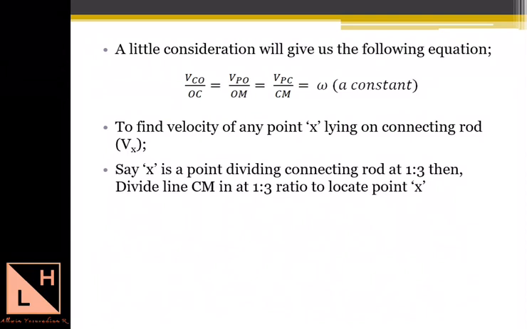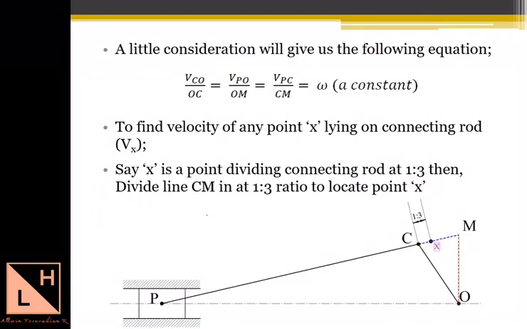Say the x is a point which is dividing the connecting rod at 1:3. As we saw in the previous diagram of triangles, which is related to velocities as well, you see that the velocity of connecting rod is related to the edge length cm. So if the x is a point which is lying on the connecting rod, then divide the line cm also in the same ratio where the connecting rod is divided, as you see here.